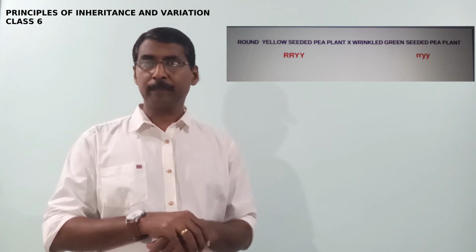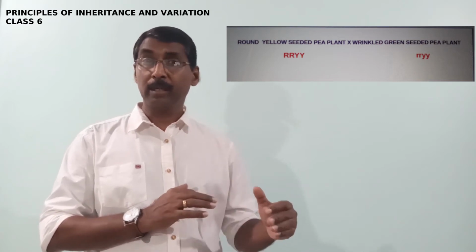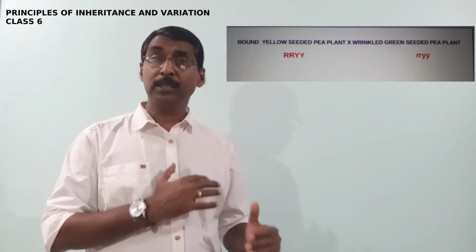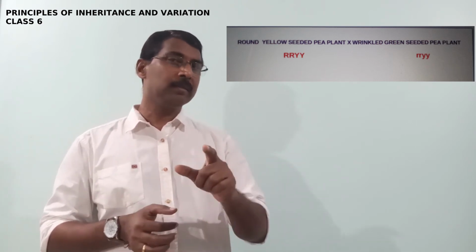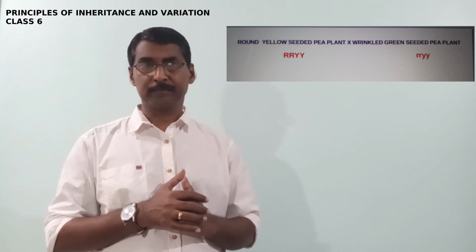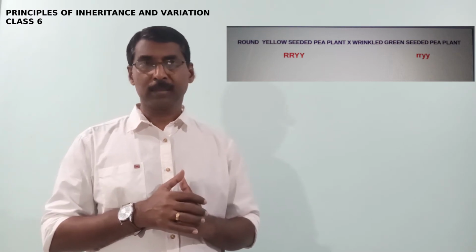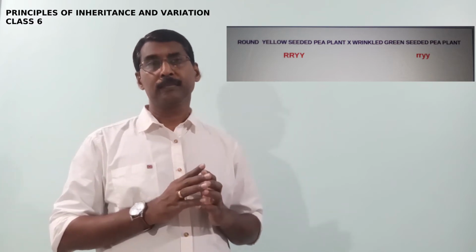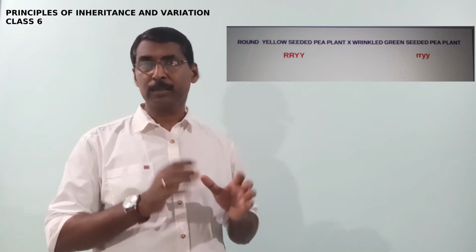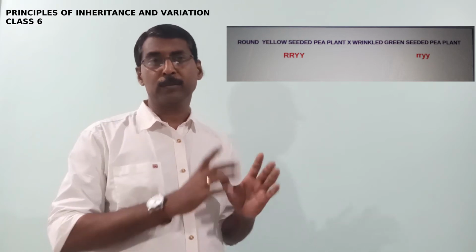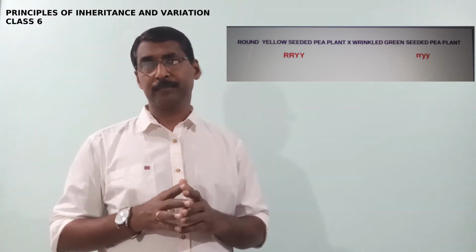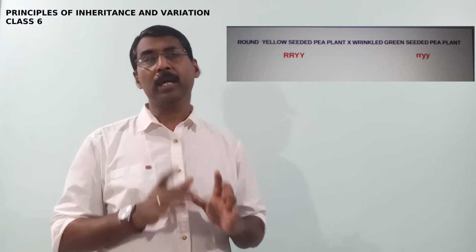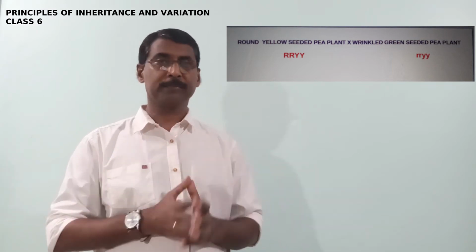Okay, we are representing the recessive character with a small letter of the dominant factor. So capital R, capital Y is crossed with small r, and small y. So this is a dihybrid cross.